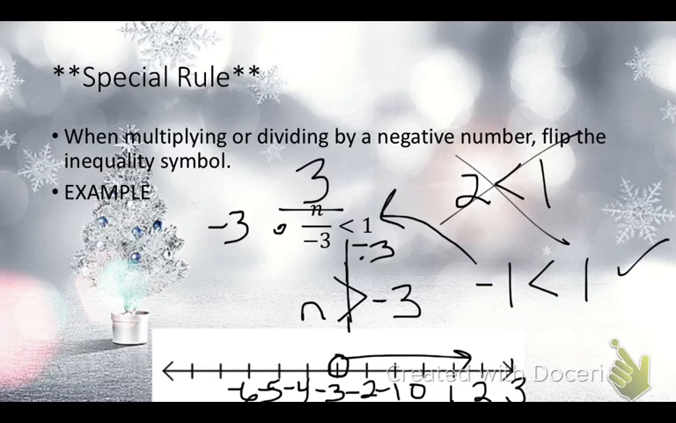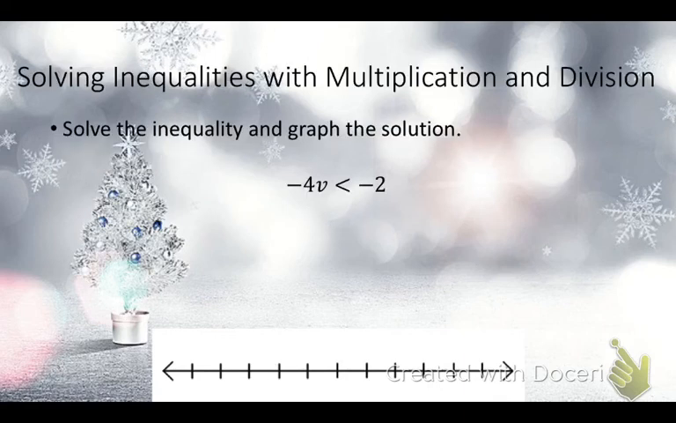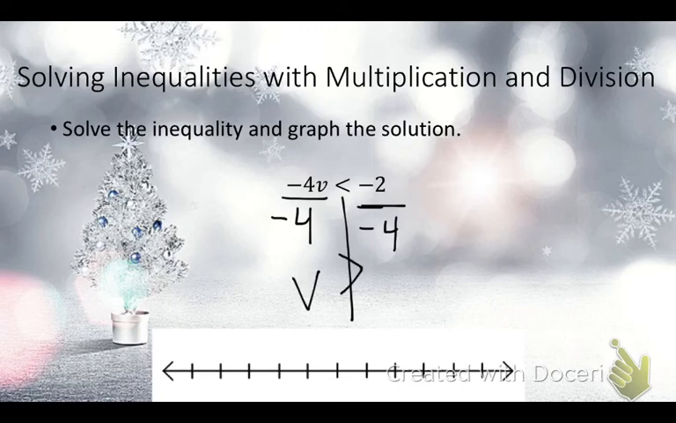Okay, so let's take a look at another one here just to verify that we've got this down. Draw the line, divide by negative 4. I am dividing by a negative number, so that tells me I need to flip that inequality symbol, and I have v is greater than 2 over 4, which is the same as 1/2.